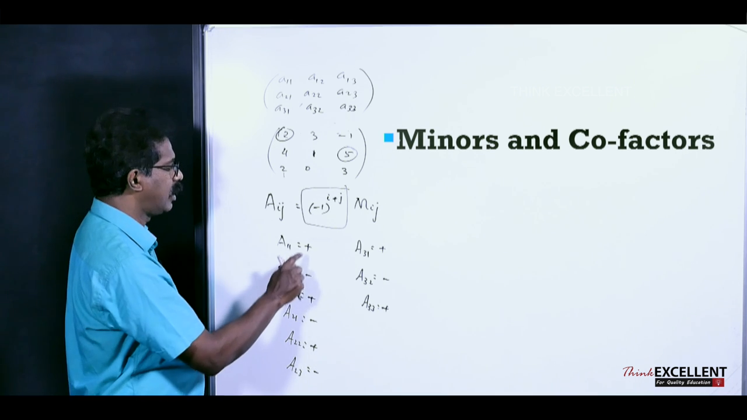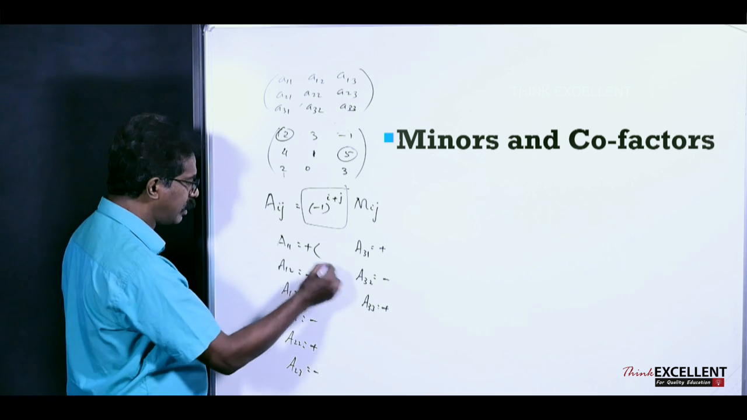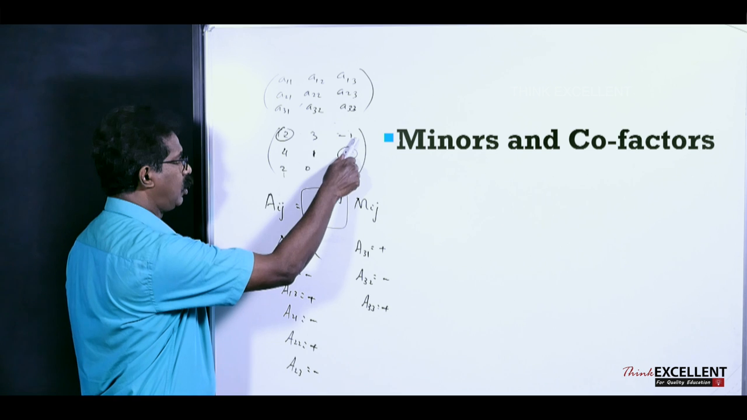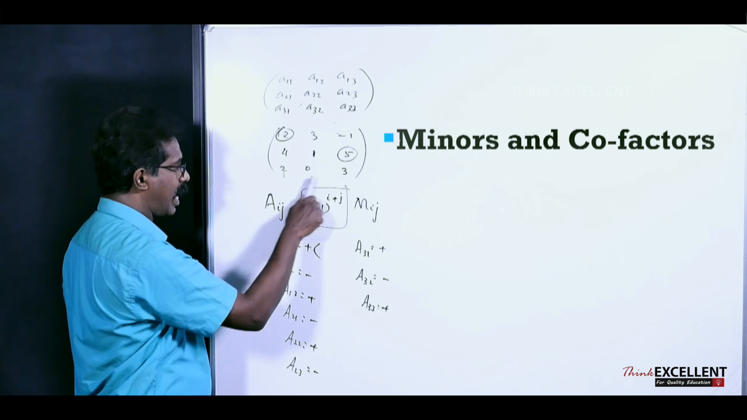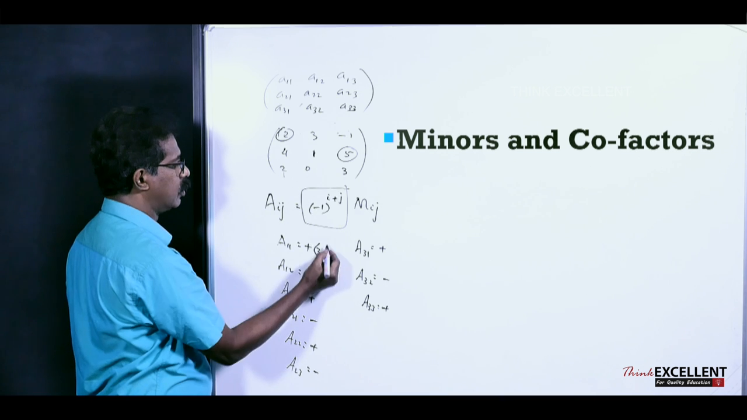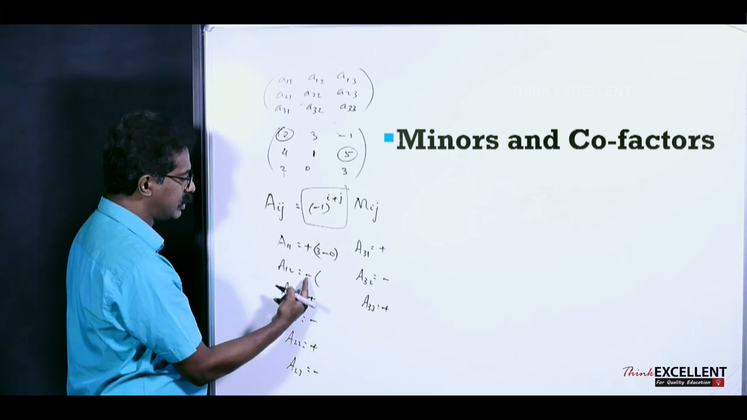For 3 by 3, you start like this: plus, minus, like that. Then you write the minor. Suppose you want A11, the first number. Leave the row, leave the column. This is what you have. Simplify that: 1 into 3, 3, minus 0. That can be simplified.